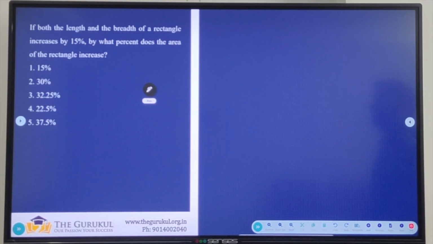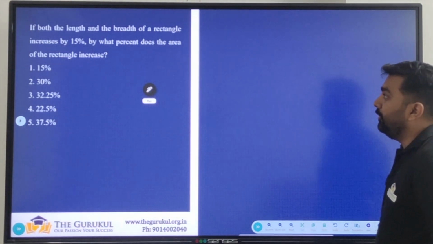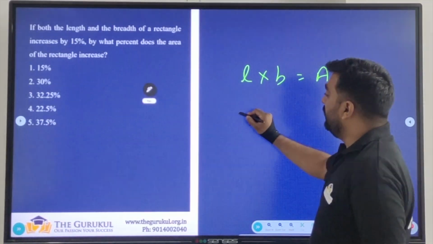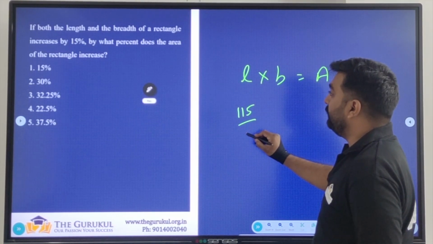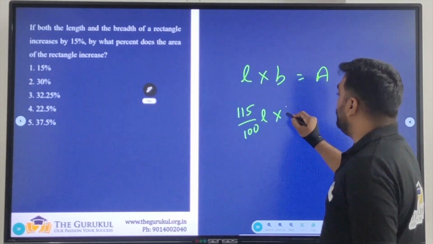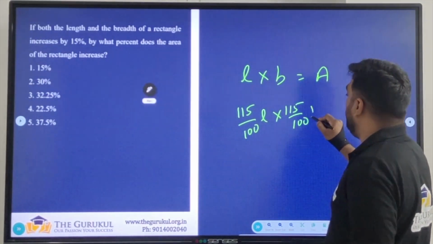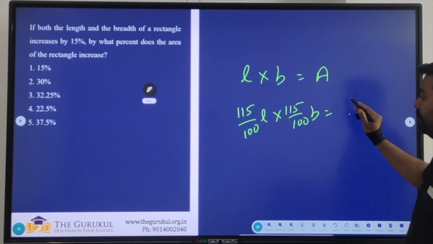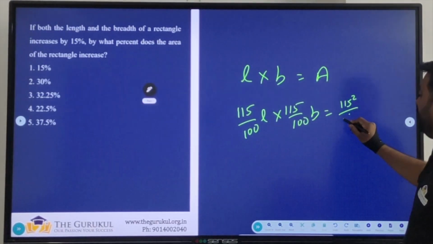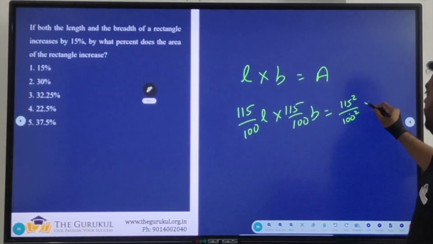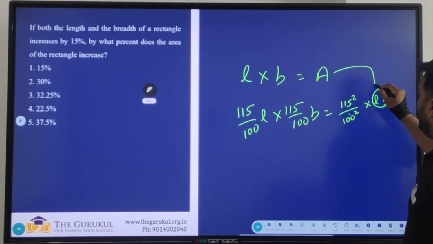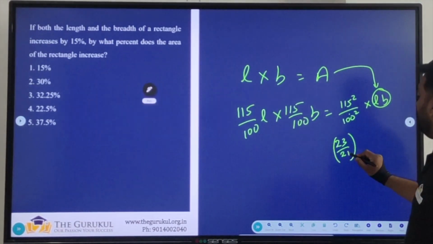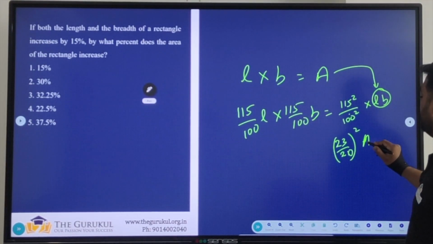If both length and breadth of the rectangle increase by 15%, length into breadth equal to area. Length increased by 15%, 115 by 100 L into 115 by 100 B equal to area. Some area which we don't know. So this will be 115 square by 100 square into LB. LB is the area. So I can write it as 23 by 20 square LB, which is area.